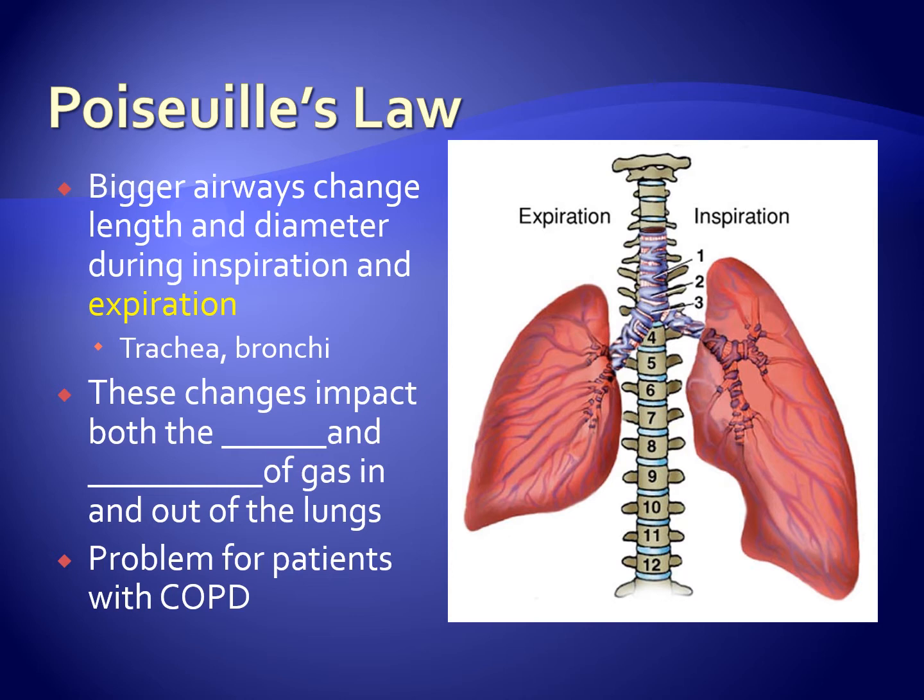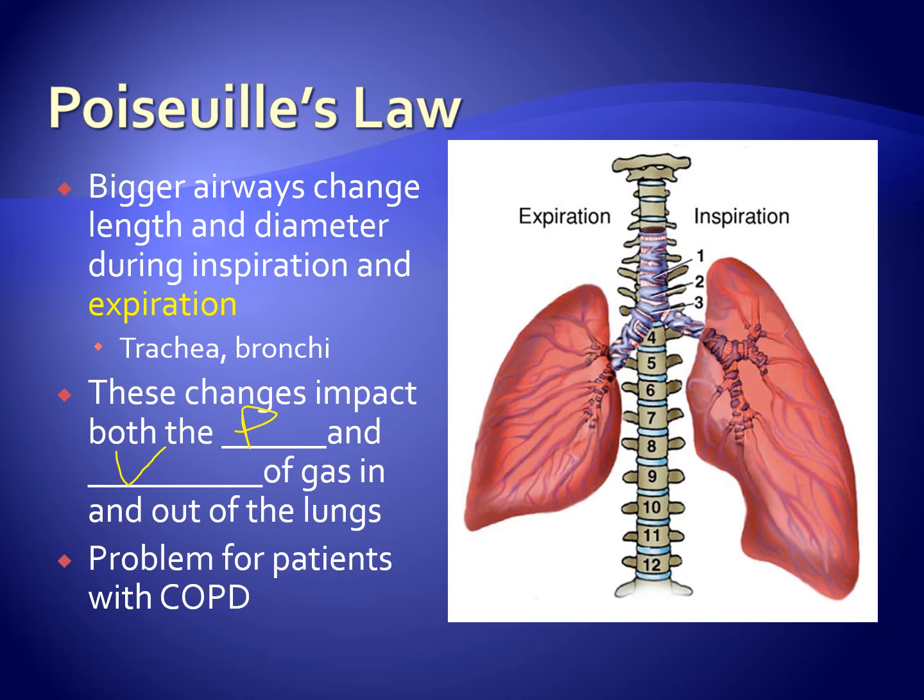So changes impact both the pressure, I'll just put the letter P there, and the flow. So flow is a V with a dot over it. So if you see a V with a dot over it, that means flow rate. It doesn't mean volume, it means flow rate. So both pressure and the flow of gas into and out of the lungs.